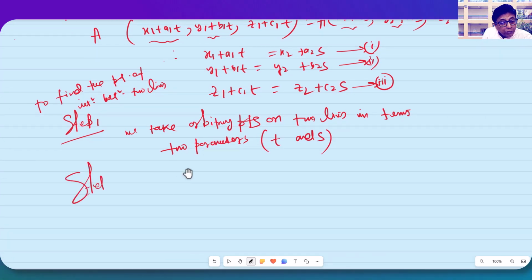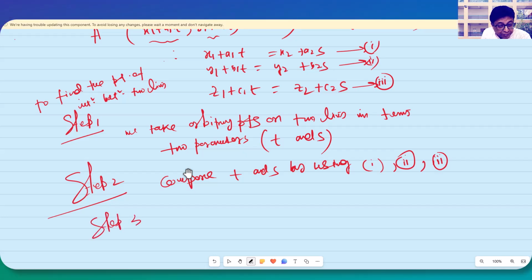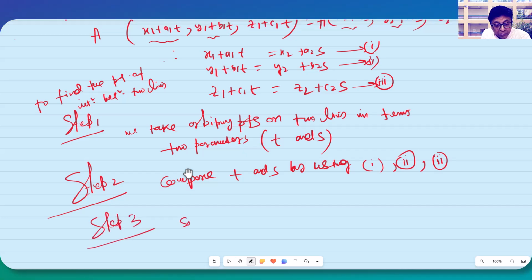Step 2, compare t and s by using equations 1, 2 and 3 stated above. Step 3, solve any two of the three equalities 1, 2 and 3.